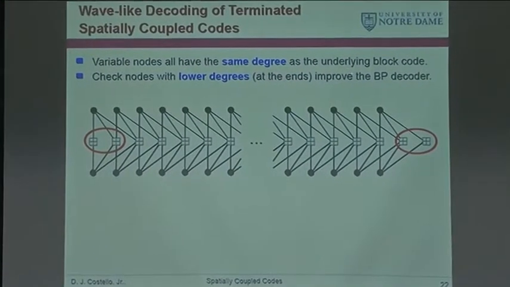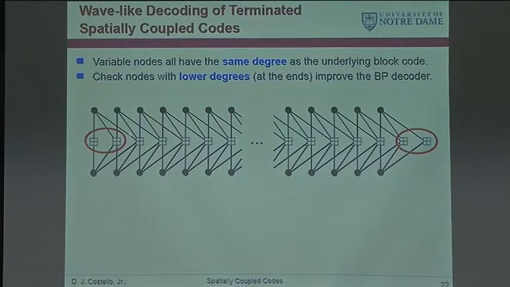Again, these variable nodes all have the same degrees. The check nodes have lower degrees at the end. And we can think here, we don't have to have termination at both ends. Termination is required only at one end. We could consider the other end to be unterminated. But we'll look at this picture where both ends are terminated. Think of the total length as being large. So we have a few check nodes at each end with smaller degrees, and that gives us stronger local codes at the ends.